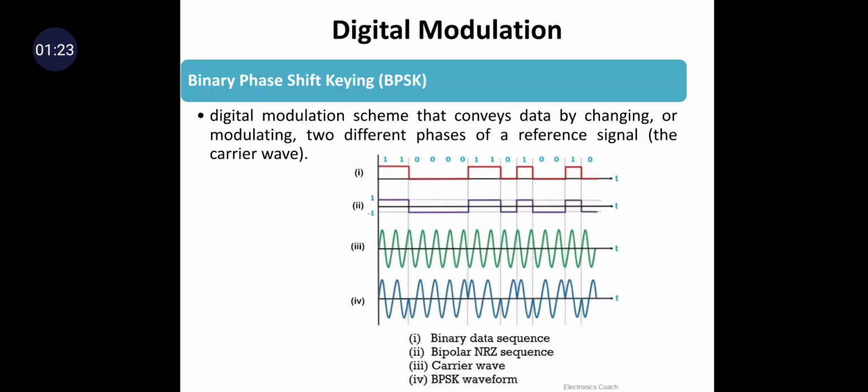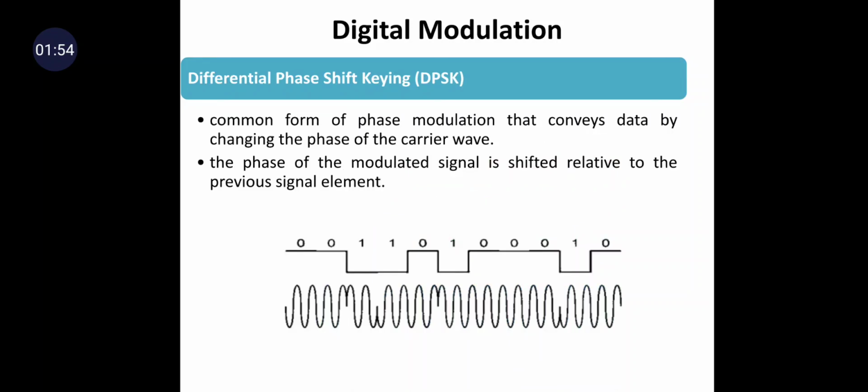Let's see the modulation techniques one by one. First one is BPSK, that is binary phase shift keying. It is a digital modulation scheme that conveys data by changing or modulating two different phases of a reference signal, that is the carrier signal. So these are the waveforms. The first one is the digital data, the third one is the carrier wave, and the last wave indicates the phase shift keying signal.